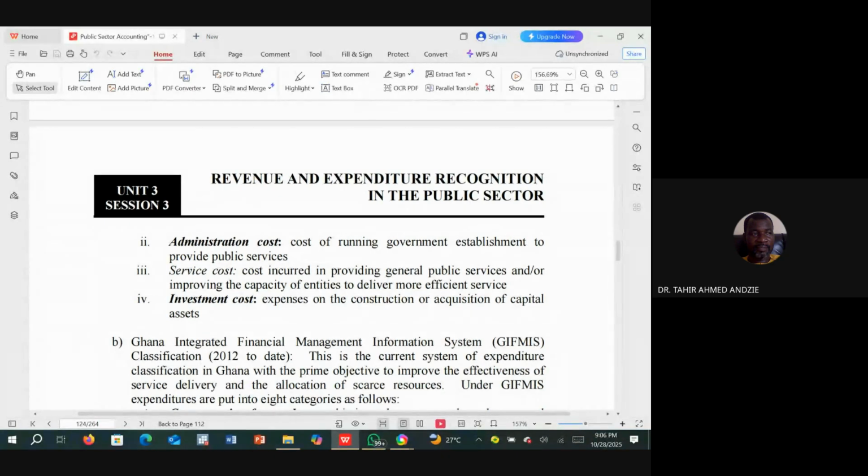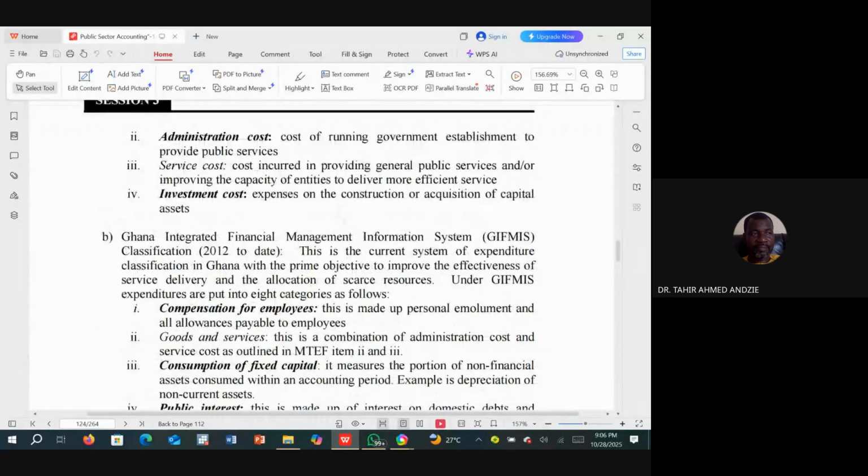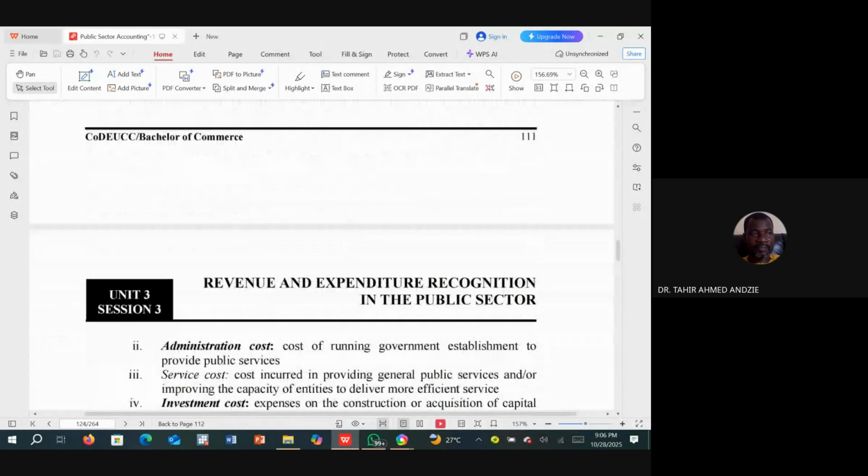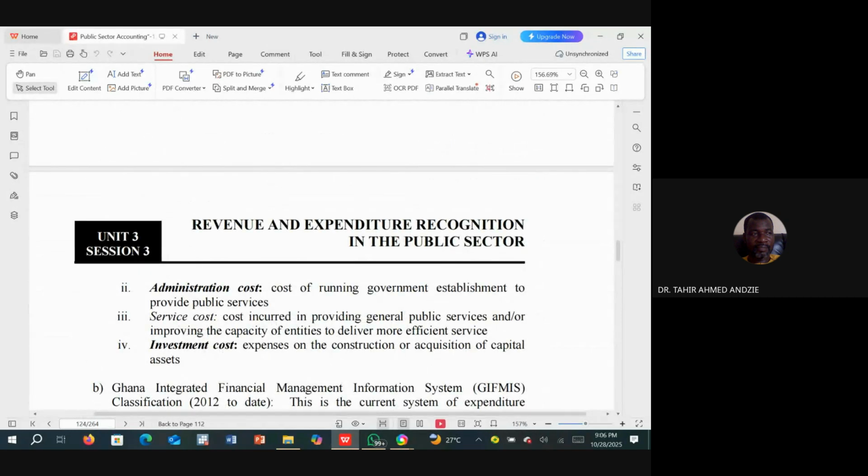Then we have the investment cost. Investment expenses, these are expenses on the construction or acquisition of capital assets. So investment cost here was made up of all costs incurred in construction and acquisition of capital asset. So if government buys shares in another company, if government builds roads, transport, builds a bridge, all those things put together was investment, right? So that was the classification by MTEF, that is medium-term expenditure framework classification, which was in use from 1999 to 2011.